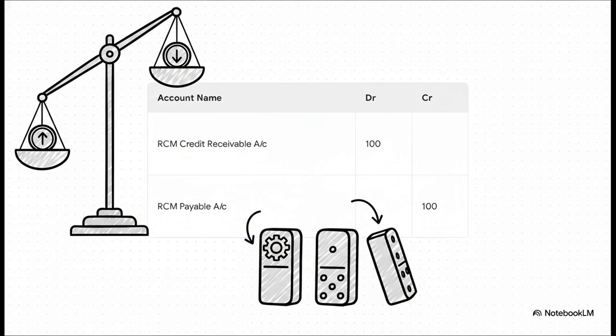Let's slow down for a second and actually look at the journal entry itself. You can clearly see the symmetry here. Our debit of 100 is perfectly balancing the credit of 100. To record the liability in our books, we debit the RCM Credit Receivable account by our magic number, 100. This recognizes the asset, the future benefit we're going to get, and simultaneously, we credit the RCM Payable account by 100. This recognizes that immediate liability. The scales are perfectly balanced, and boom, our first domino is securely in place.